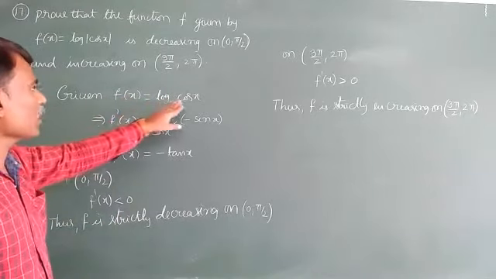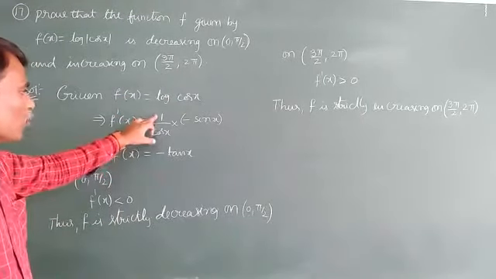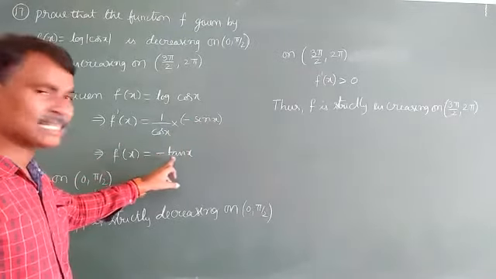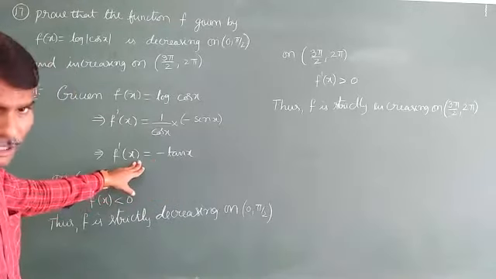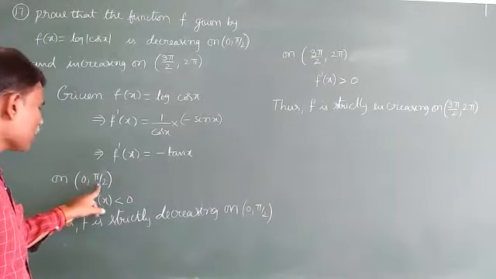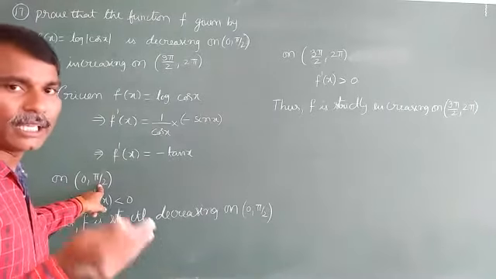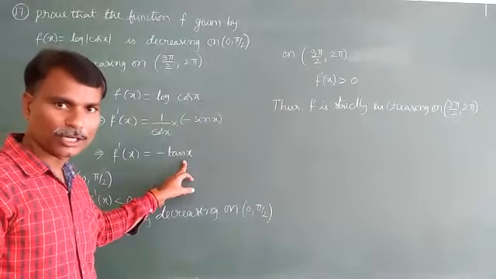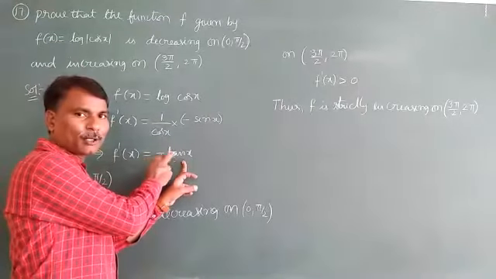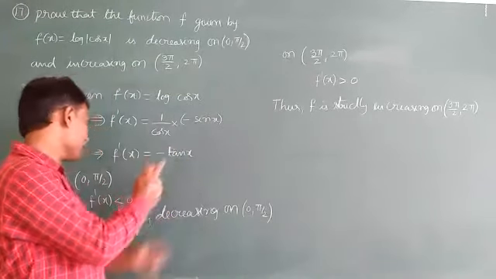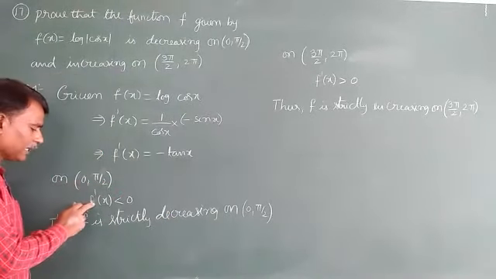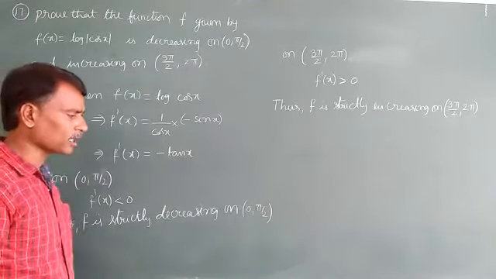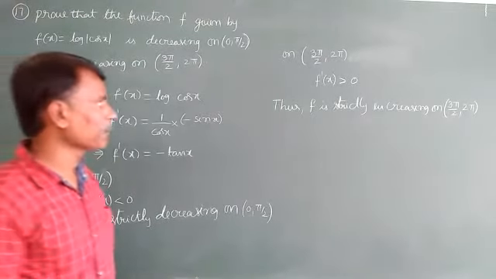Given f of x is equal to log cos x, f dash x is equal to 1 by cos x into the derivative of cos x, minus sin x. So we will get minus tan x. This is the first derivative of the given function. On 0, pi by 2, it indicates the first quadrant. In the first quadrant, the tan function is positive, but again minus is there. Minus into plus, minus. Minus means negative. Negative means less than 0. That's why in the first quadrant, f dash of x is less than 0. Thus f is strictly decreasing on the open interval 0, pi by 2.